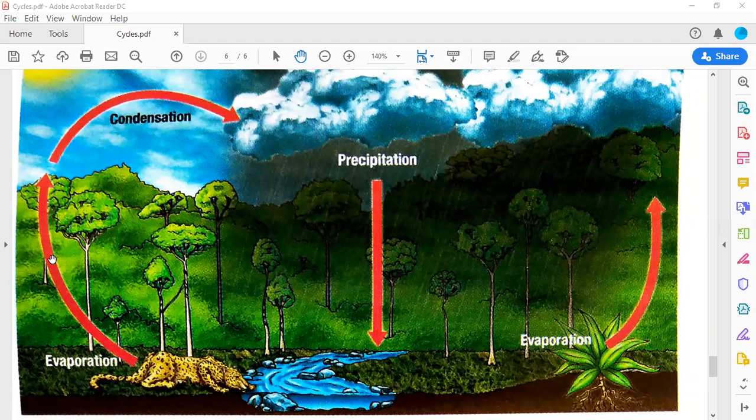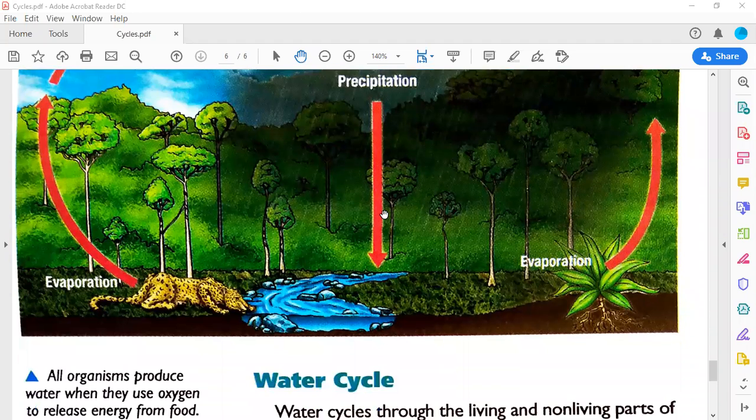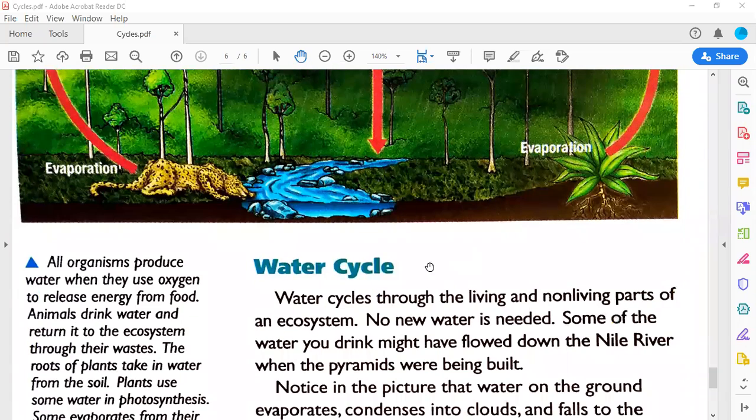Evaporation will occur, then condensation will occur, then precipitation. So the water is moving through its cycle from the ground to the clouds and so on, okay? And that's why it's called a cycle.